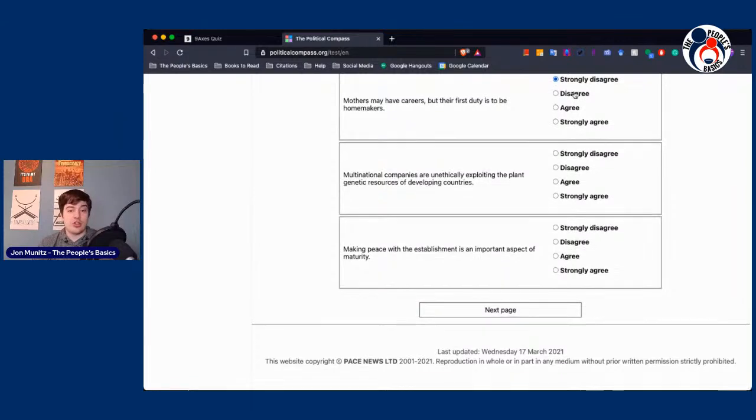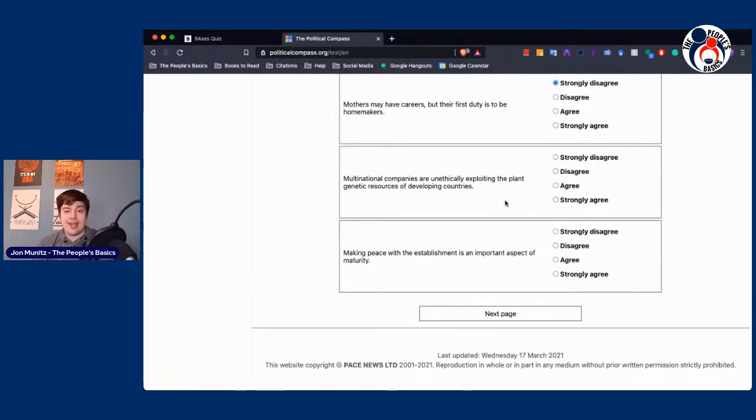Next, multinational companies are unethically exploiting the plant genetic resources of developing countries. I don't know enough about that, frankly. I believe it. It sounds believable. I'm going to go with agree. If there was an abstain option here, I would, just because I don't know nearly enough about what specifically it's referencing. But because there's no abstain, I'm going to go with agree, because I could kind of believe it. I'd need to see more of what they're talking about.